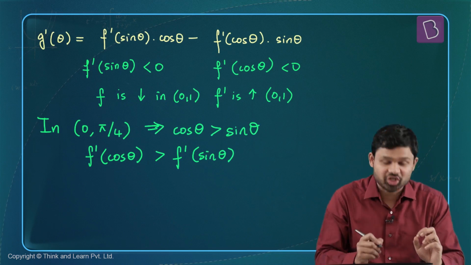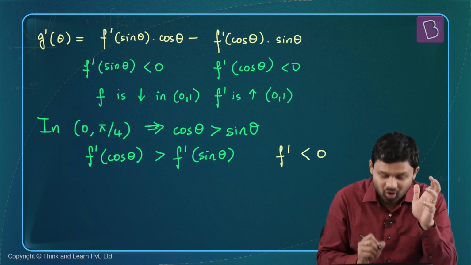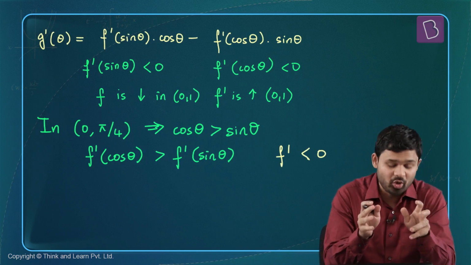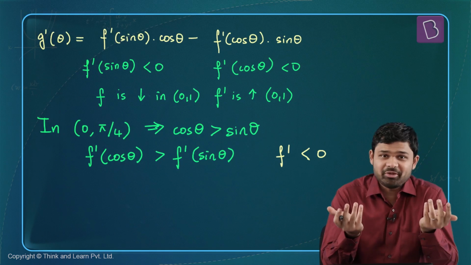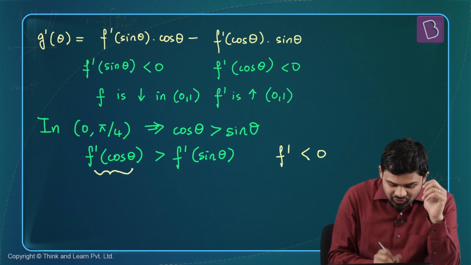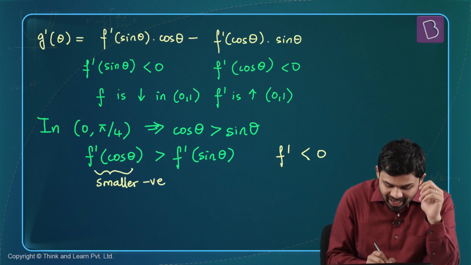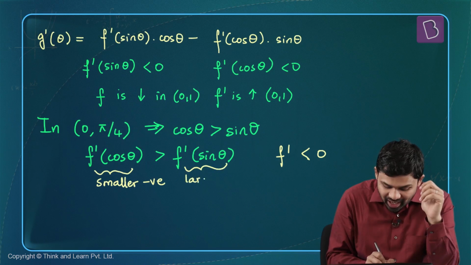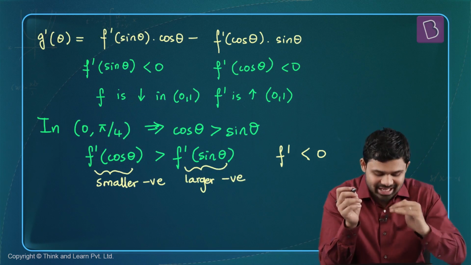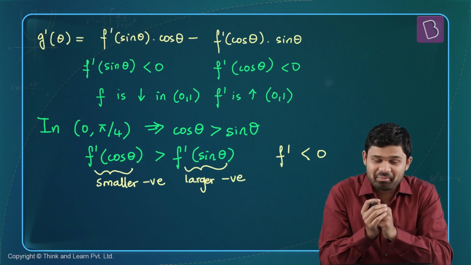Now let's look at the nature. f dash, however, is less than 0 in this interval, because f dash is less than 0 for x between 0 and 1, and cos and sine theta are always between 0 and 1. So this means that f dash of cos theta is a smaller negative number and f dash of sine theta is a larger negative number. Because f dash of sine theta has to be less than f dash of cos theta, f dash of sine theta is a larger negative number, right?